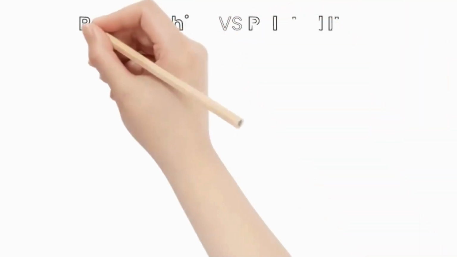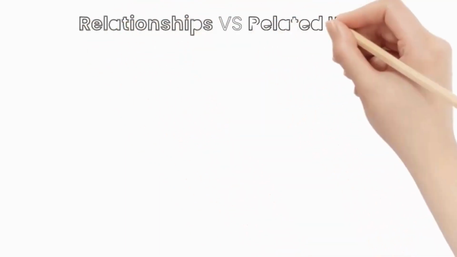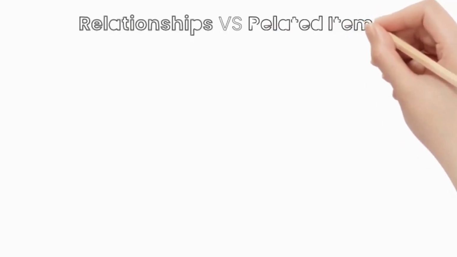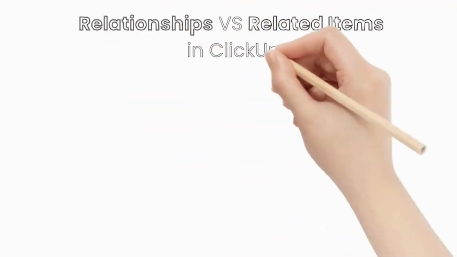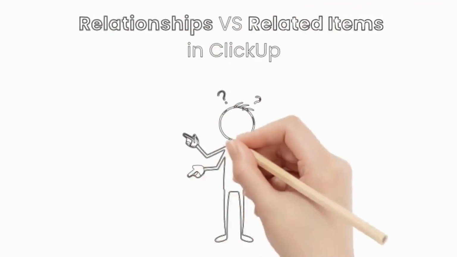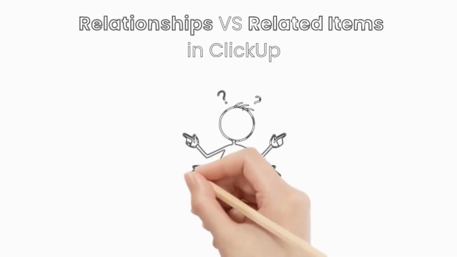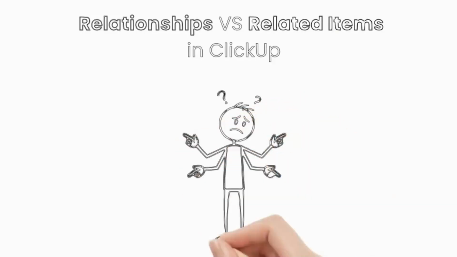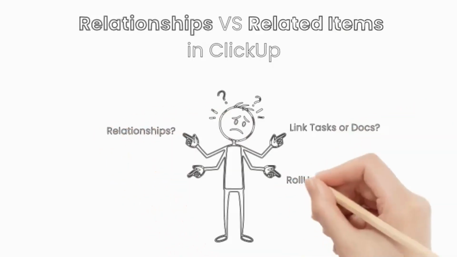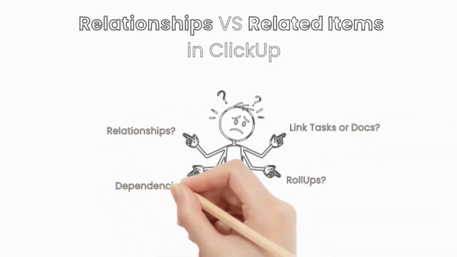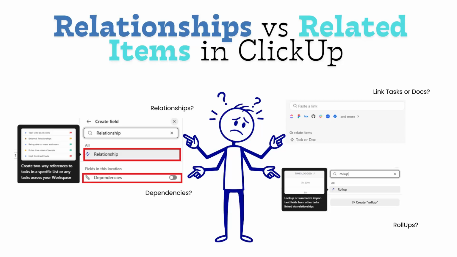Have you ever stared at ClickUp and thought, wait, what's the difference between relationships, links, dependencies, and rollups? You're not alone. I see this with almost every client I work with. The terms sound similar, they all connect things together, but they behave very differently. And if you pick the wrong one, your workspace can quickly become messy, confusing, and really hard to report on.